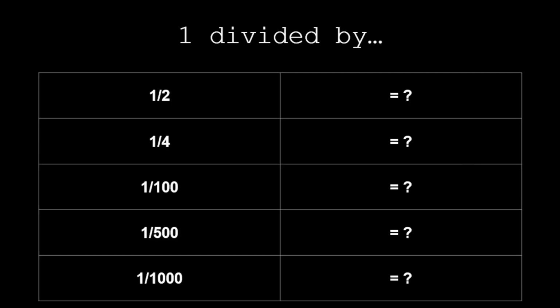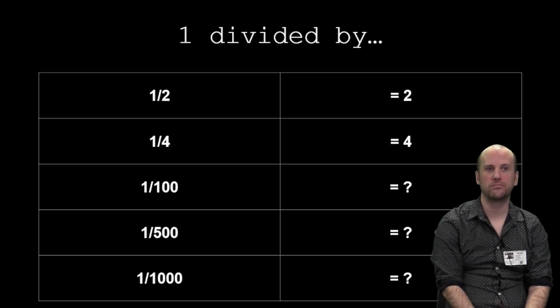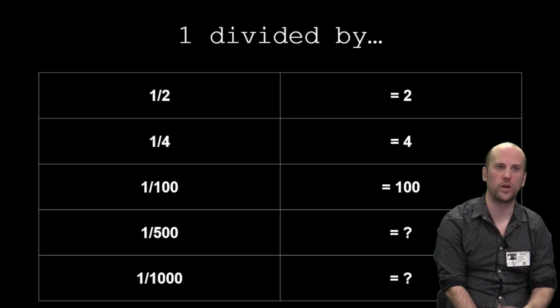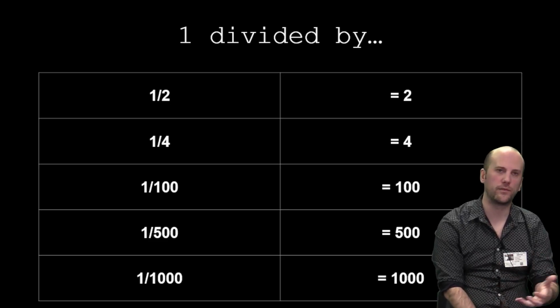And the reason for that is that, let's say we divide 1 by smaller numbers. So we start by dividing 1 by a half. Another way of saying that is how many halves are there in 1? So the answer is 2. There are 2 halves in 1. If we divide by a quarter, well, there are 4 quarters in 1. If we divide by a hundredth, there are 100 hundredths in 1, and 500 500ths.